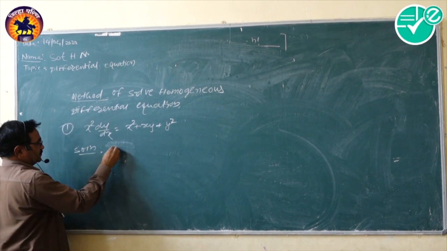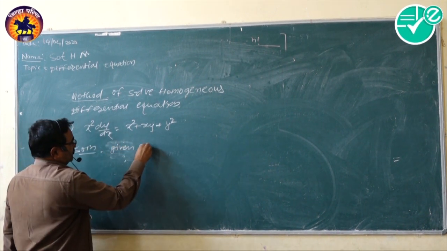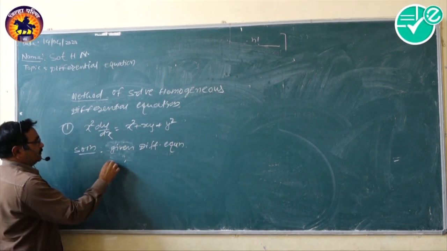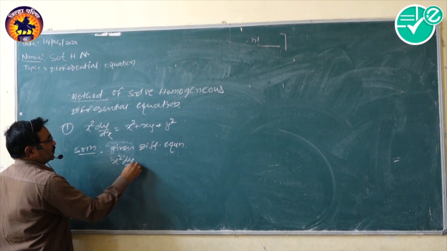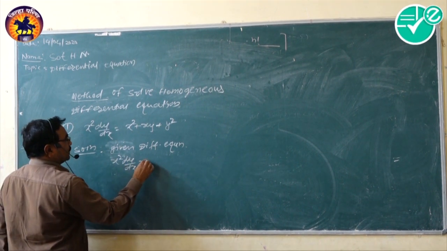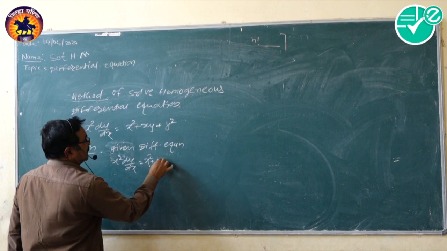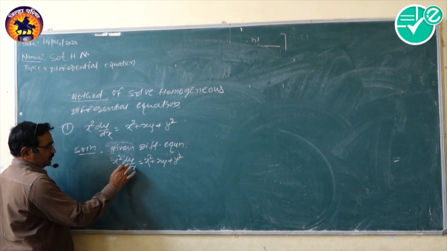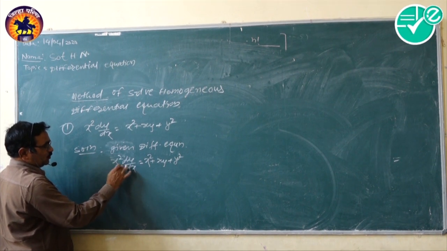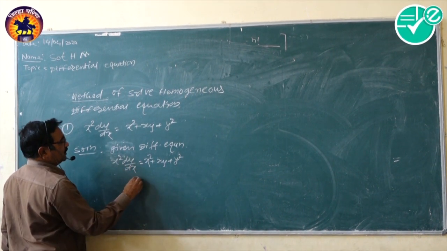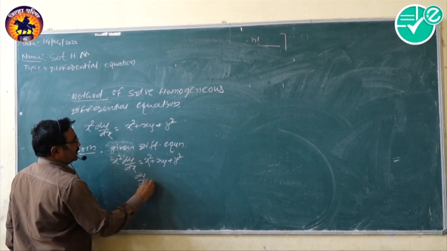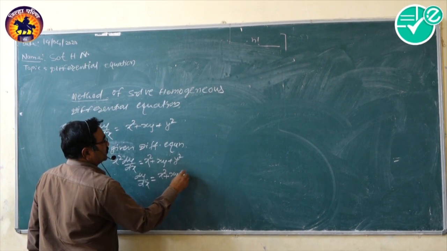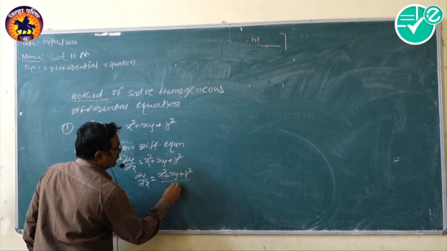solution: the given differential equation is x² dy/dx = x² + xy + y². The coefficient of dy/dx must be 1. Therefore, dy/dx = (x² + xy + y²)/x².